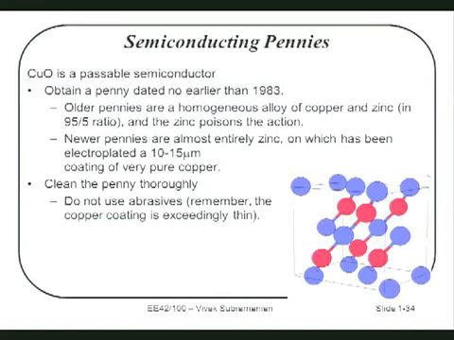The idea is, older pennies didn't work because they were a homogeneous alloy of copper and zinc, and the zinc poisoned the copper so it wouldn't form a semiconductor. Copper is more expensive than zinc. So new pennies, pennies after 1983, to save on copper cost, and because they didn't want the penny to be worth more than a penny, are mostly made of zinc, plated with a thin layer of copper on the outside. And copper turns out to be a good material to make a semiconductor.